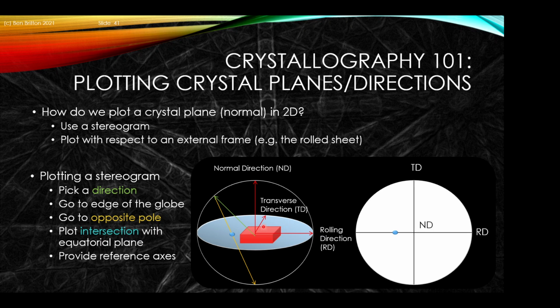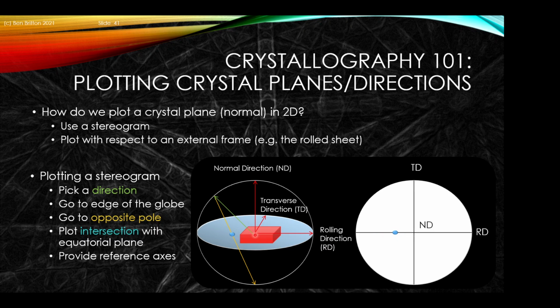And the equatorial plane contains my reference coordinate system. It contains what I would call the transverse direction and the rolling direction, and there is the normal direction that's perpendicular. On this stereogram, the ND is pointing upwards and downwards, so it's the center point. The RD is pointing across and down, so it's over here. The TD is pointing across and then down. And that vector, the green point, is shown as this blue circle located over here.